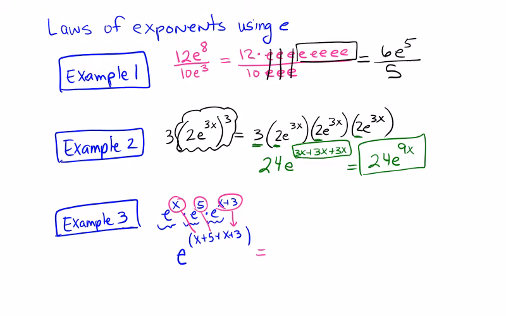From there we can combine like terms, and that's going to get us e raised to the, well, we have 2 x's, and then 5 and 3 gets us 8. So e to the 2x plus 8.